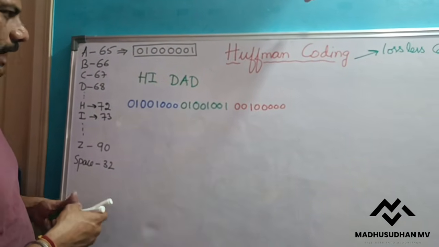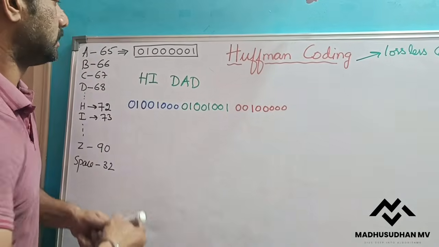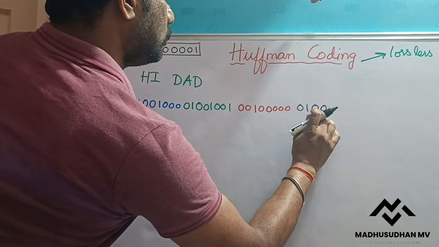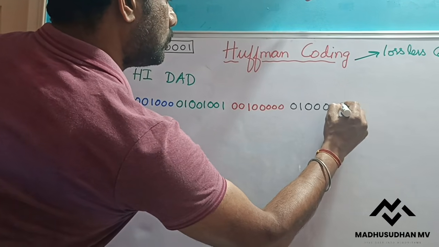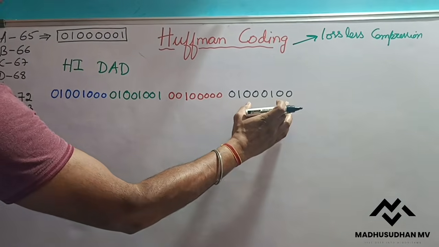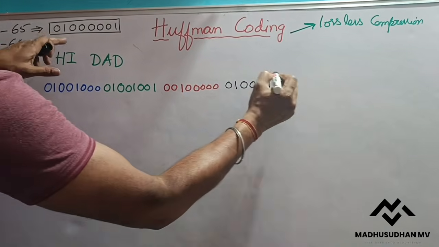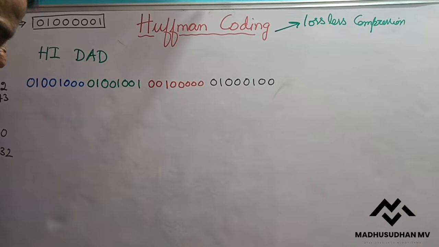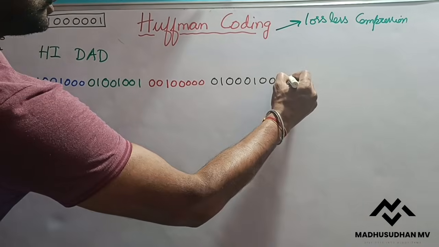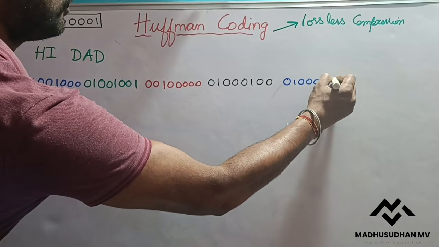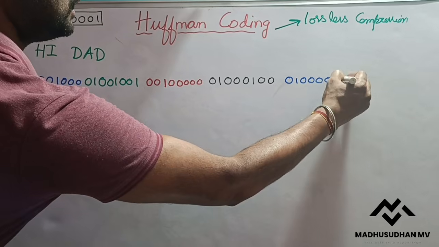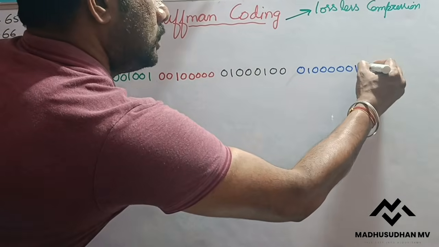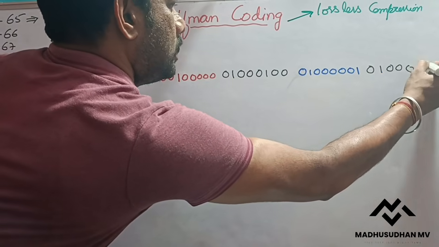For D it is 68. 68 means 64, 4, that is 0, 1, 0, 0, 0, 1, 0, 0. Okay, this is D. For A, it is 0, 1, 0, 0, 0, 0, 0, 1. Then again D, which is 0, 1, 0, 0, 0, 1, 0, 0.